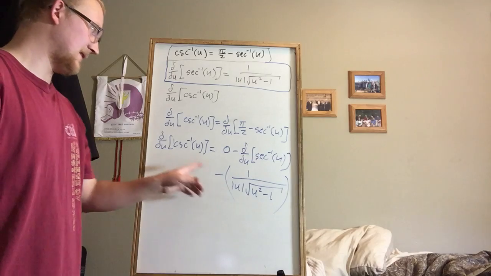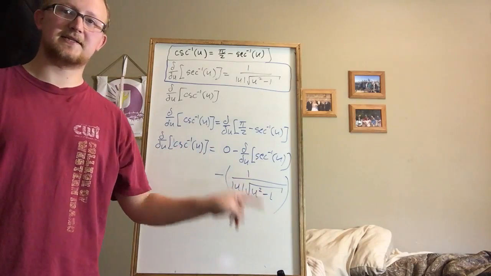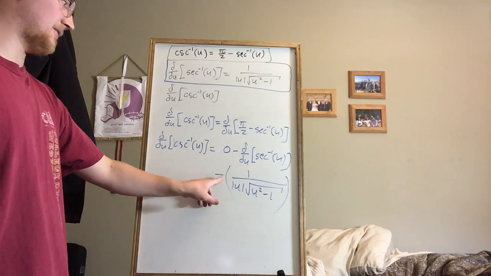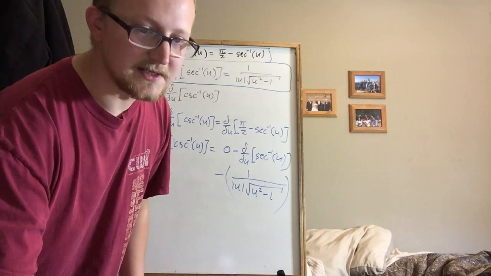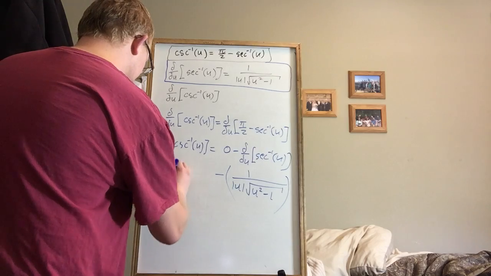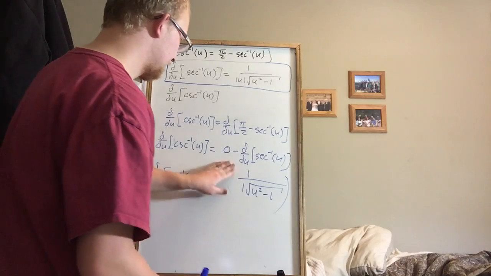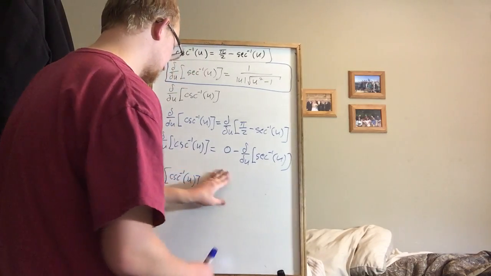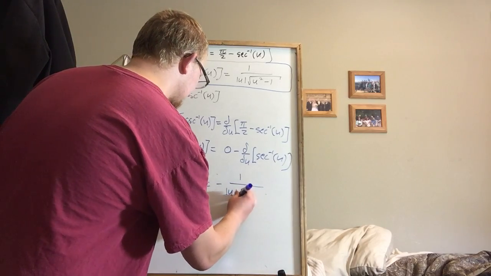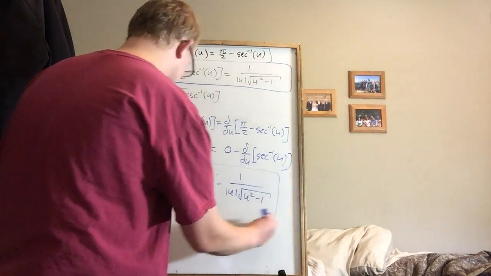And so what you'll notice is that the arc cosecant of u function has nearly the exact same derivative as the arc secant function of u. The only difference is there's a minus sign out front. And so that is the only difference. So we've proved that the derivative with respect to u of cosecant minus 1 of u is equal to negative 1 over the absolute value of u times the square root of u squared minus 1. And that's the final step.